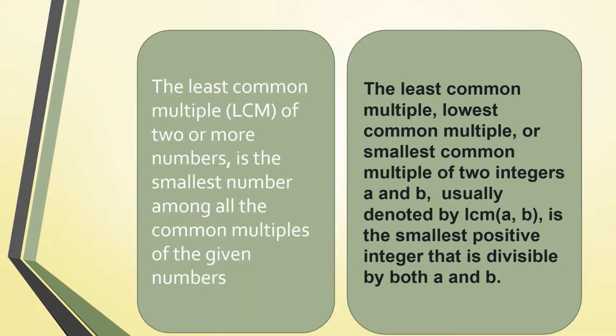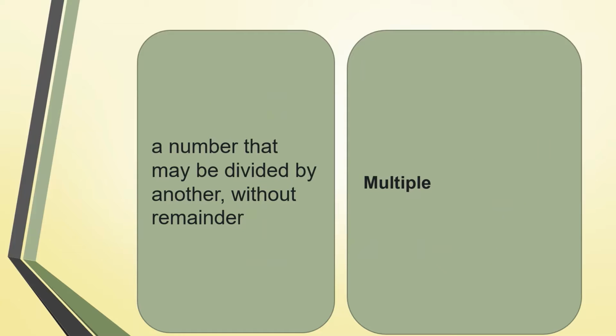So what is a multiple? Let us first understand that. A multiple is a number that may be divided by another without remainder. So it is pretty straightforward. A number that may be divided by another without any remainder. So 4 is a multiple of 2 because 4 can be divided by 2 without any remainder.